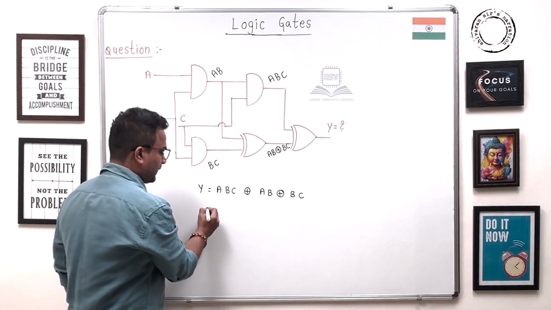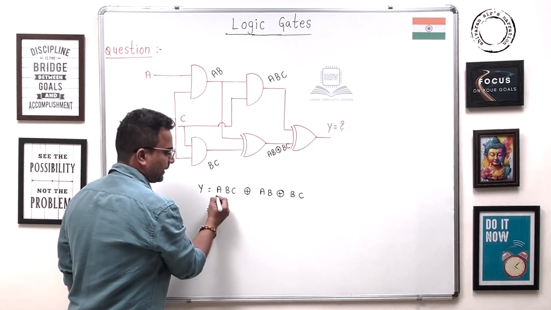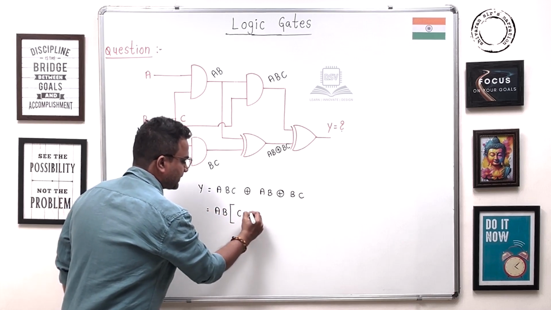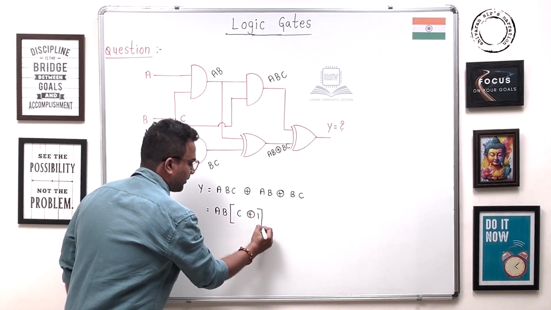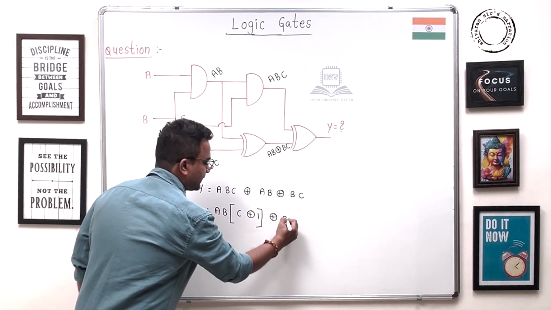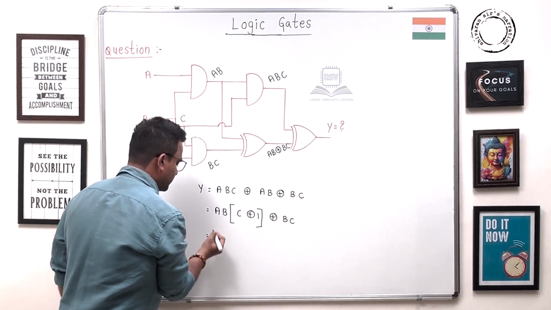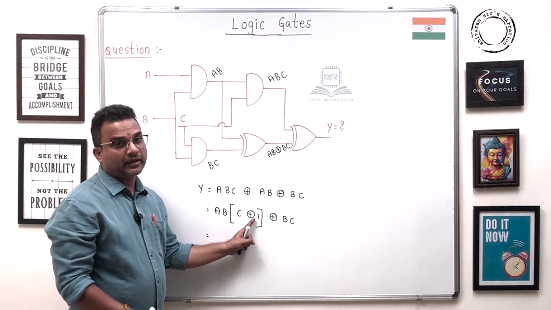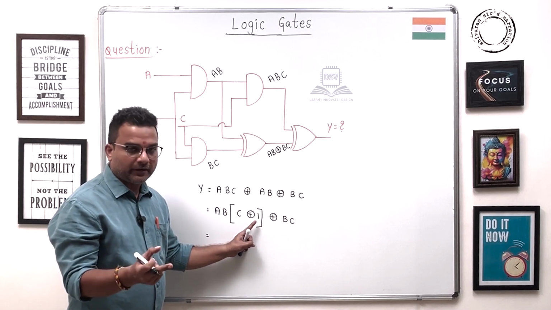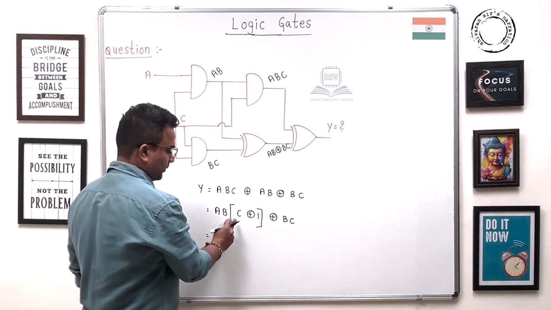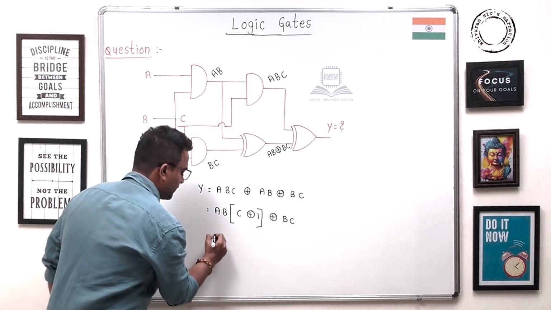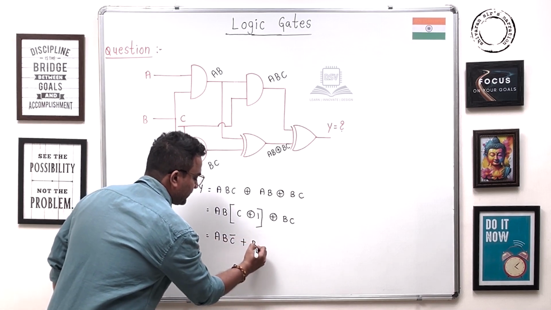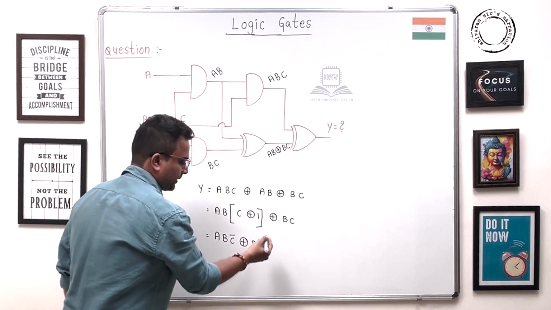Hence here we can take AB common. Hence it is AB (C XOR 1). Again this is as it is. Now guys, in a XOR gate operation, if one of the inputs is logic 1, it becomes like an inverter. It is the complement of the other input, therefore here you get C bar. Hence it is ABC bar XOR BC.